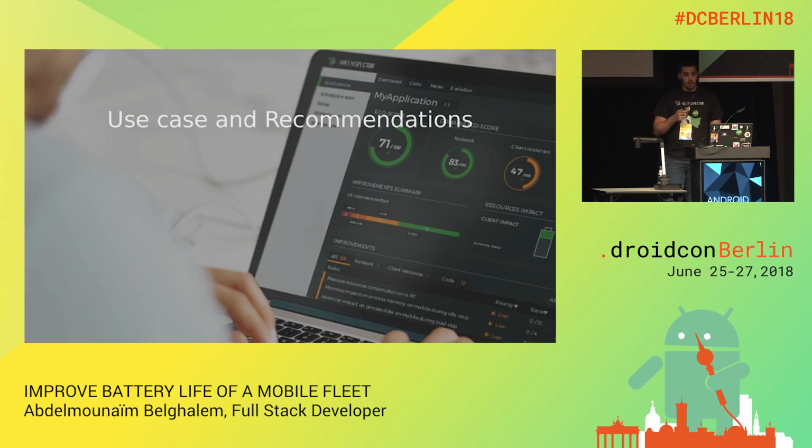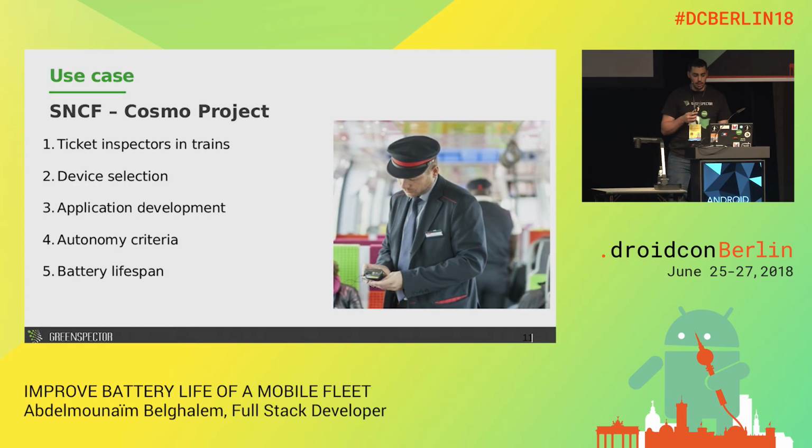For this, I will show you the use case that we worked on, which is basically the SNCF Cosmo project. SNCF is the main railway company in France. The application was for ticket inspectors in trains. It was going from Windows Phone to Android phone. They called us to start the project with them when they decided to move from Windows Phone to Android phone. So nothing was decided yet, but only the Android platform.